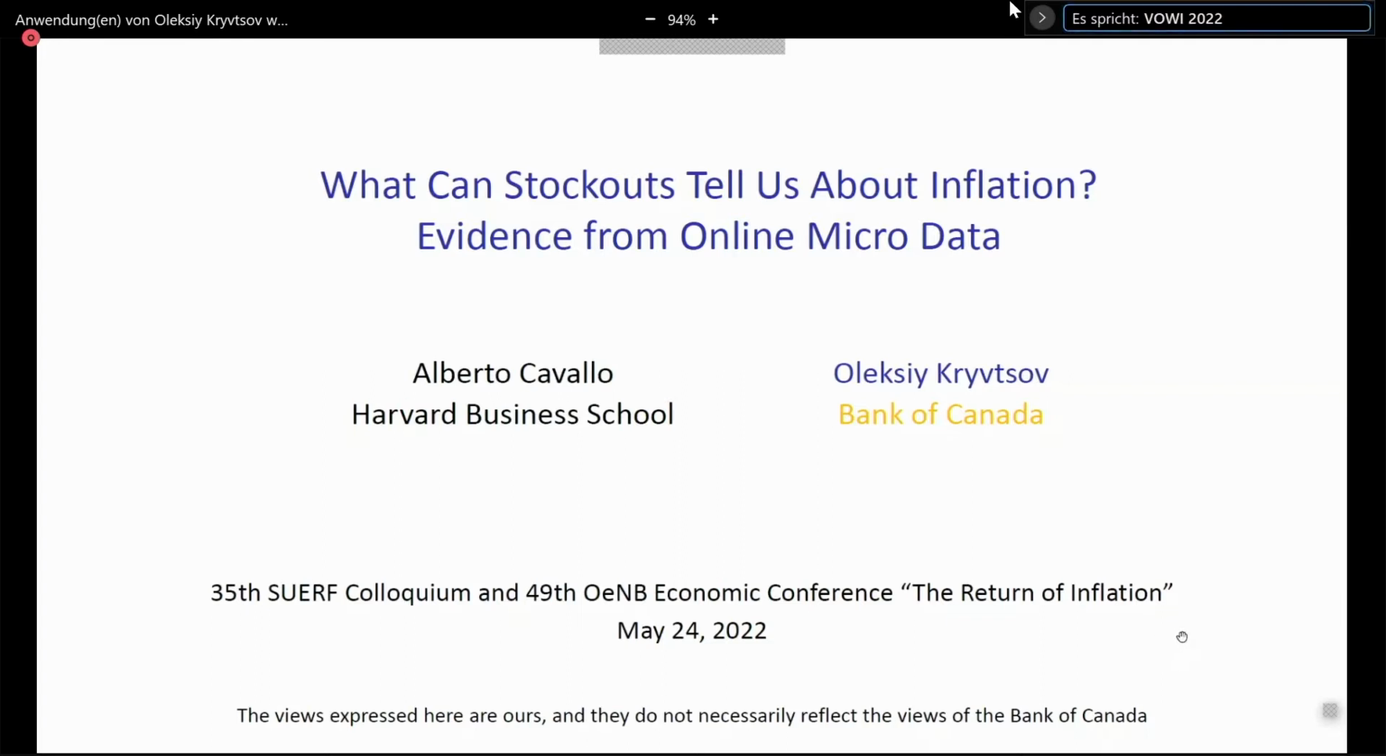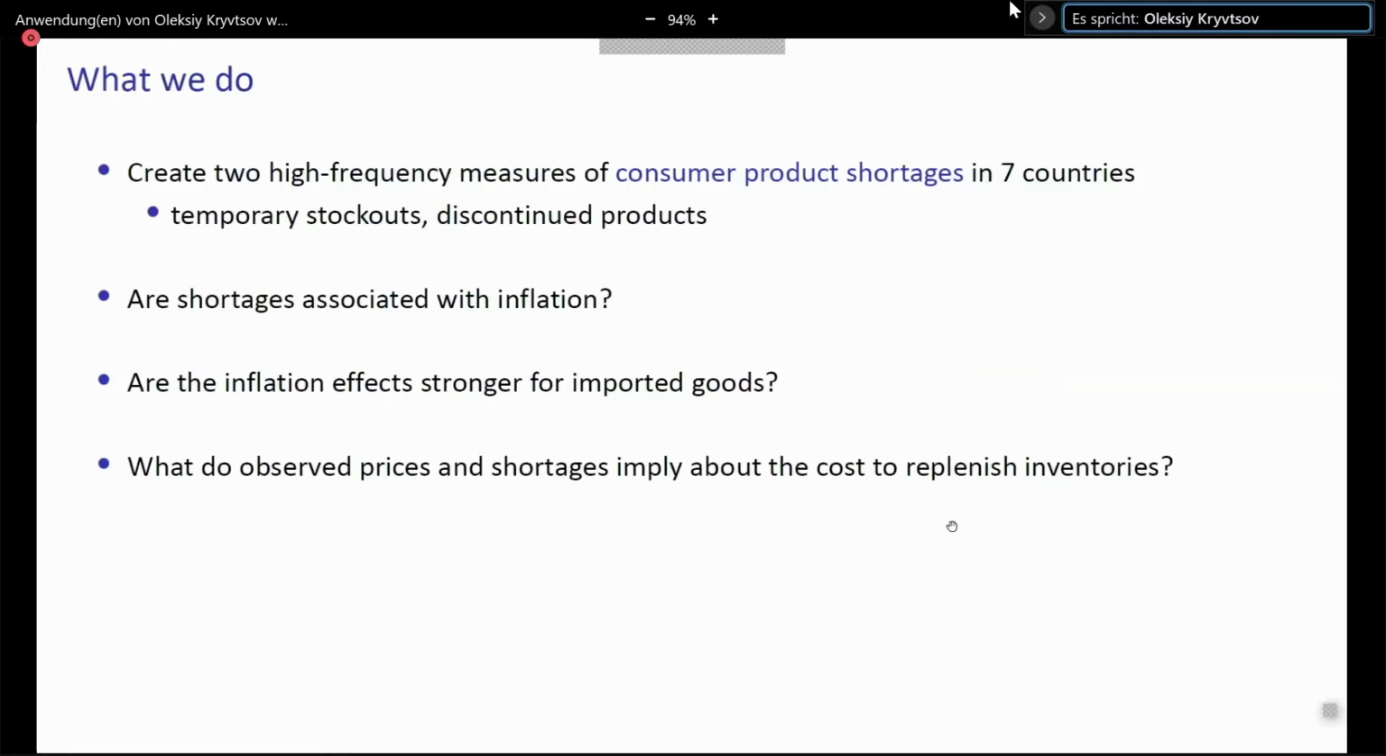We will manage. Okay. Well, thanks very much for a very kind introduction and for having us on the program. Very pleased to be here. Apologies for not being there in person. This is a paper with Alberto Cavallo, and very much in the spirit of this conference, we're very much excited, worried about the recent inflation experience. What can we learn from the microdata?